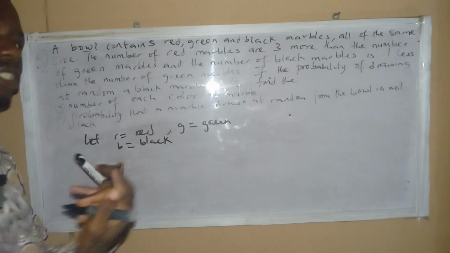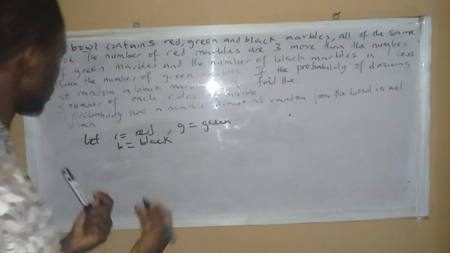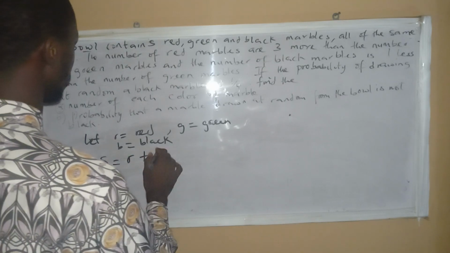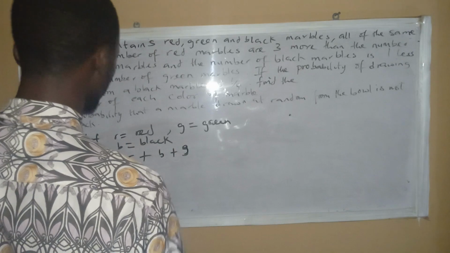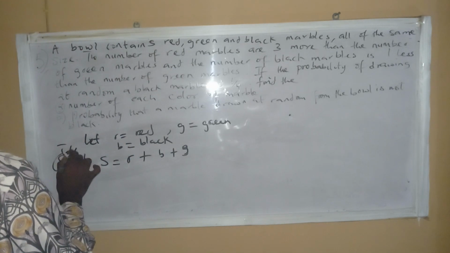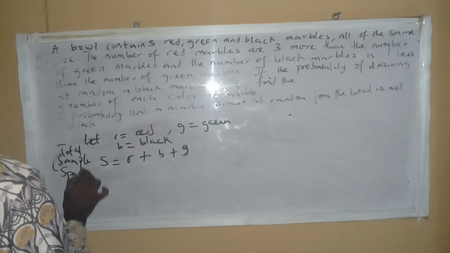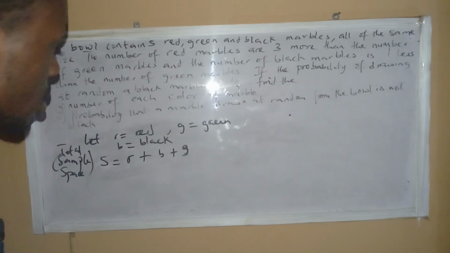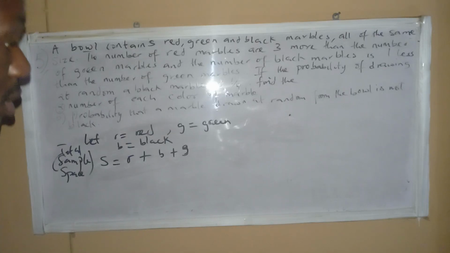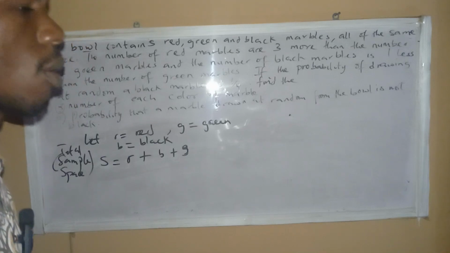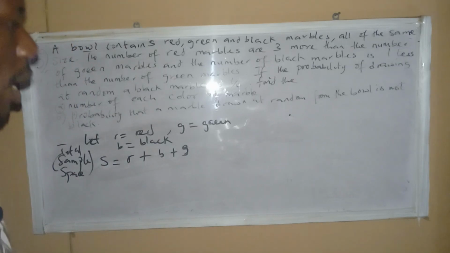Now, we need to know what the total is. What is the sample space? The sample space here is S, which is R plus B plus G, the total sample space. Please take note of this. The number of red is R, the number of green is G, the number of black is B. Those are what we are using to represent them because we have not gotten our answer.